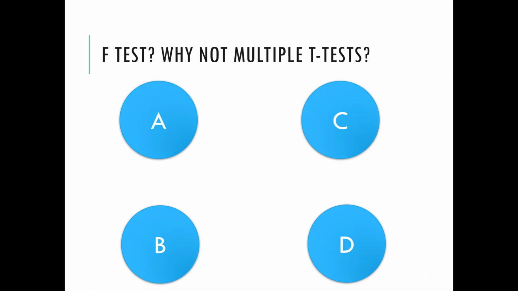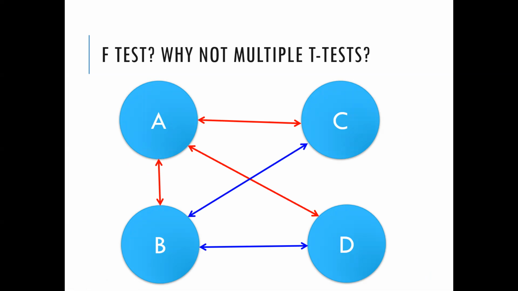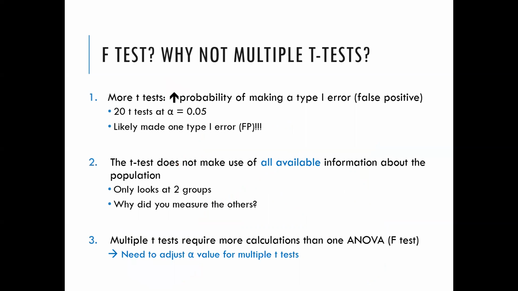So why should we do the f-test at all? Why not just conduct multiple t-tests? So for example, we might do independent two-sample t-tests comparing A to B, A to C, A to D, and then B to C and B to D, and then finally C to D. The reason why we don't do this is that the more tests we conduct, the greater the probability of making a type 1 error or getting a false positive. So for example, if we conduct 20 t-tests at the alpha equals 0.05 level, then it's very likely we made at least one type 1 error.